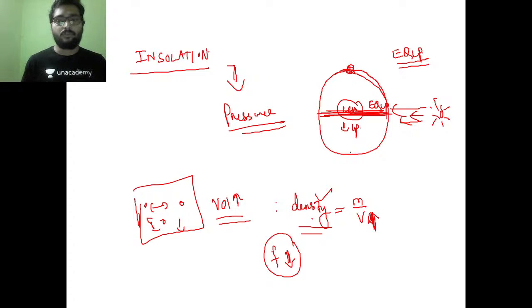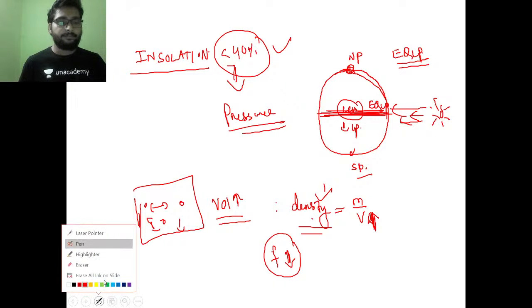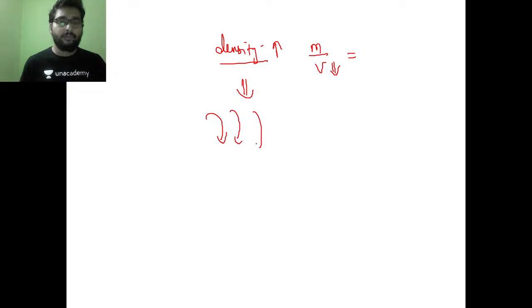Now just think about the poles, the north pole and the south pole. What happens in these poles? At the pole, the insolation is very less, less than 40%. As the insolation is less, the density will be more, and density is mass by volume. The volume is less, so that is why density is more. Because density is more, there will be sinking of the air.